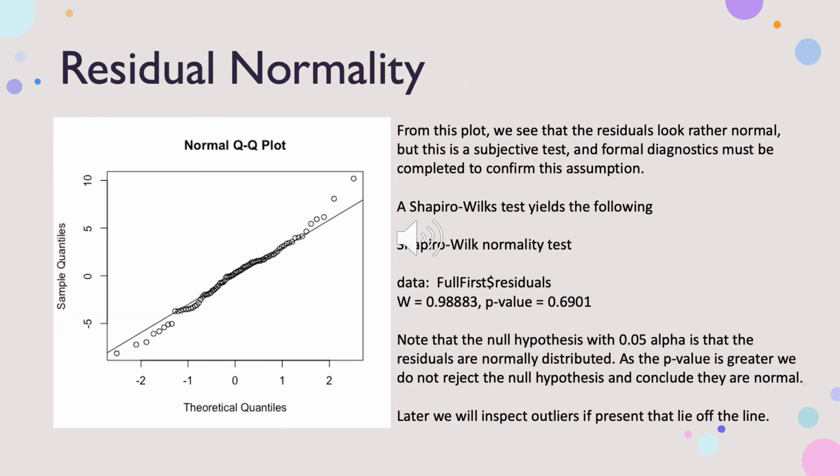The first diagnostic we looked into was residual normality. From this plot on the left, we can see that it looks rather normal, but this is a subjective test and formal diagnostics must be completed to confirm this assumption. Running the SW test, we yield the following: a p-value of 0.6901, much larger than 0.05. As the p-value is greater, we do not reject the null hypothesis and conclude they are normal. Later we will inspect outliers, if present, that lie off the line.